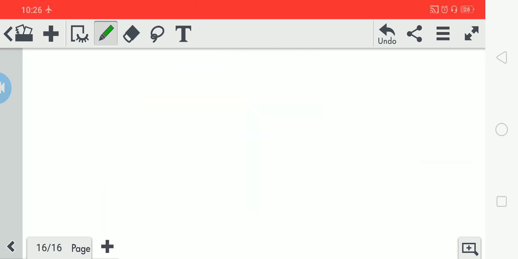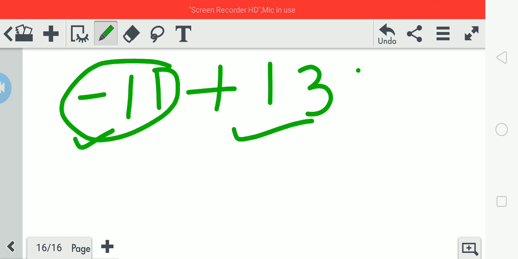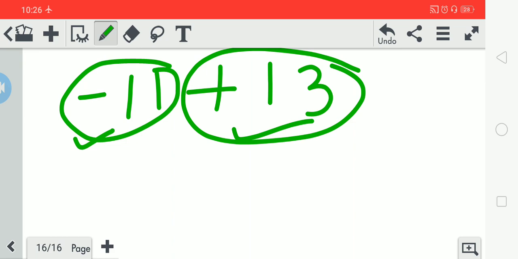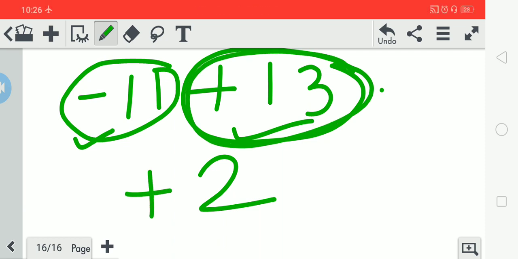The next example is -11 plus 13. Again the same condition, one number is negative, one number is positive. 11 is negative, 13 is positive. So perform the subtraction operation. 11 minus 13 is not possible, so 13 minus 11, that is 2, and then the greater number's sign. The greater number is plus 13, so the sign is plus. So your answer is +2.